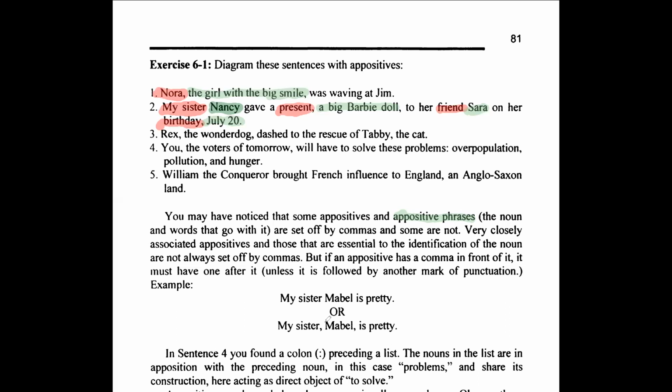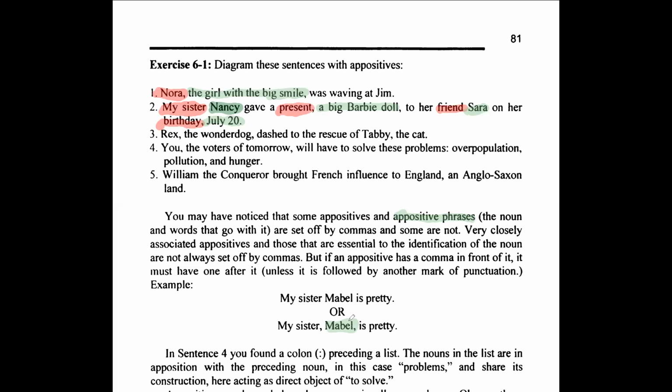So for instance, my sister, Mabel, right? That's the appositive here, right? So you need commas. Now, remember the restrictive, non-restrictive, essential, and non-essential clauses. Even these words here, which are appositives, they're essential or non-essential, restrictive or non-restrictive, depending on the context. Let's say this person only has one sister. My sister, Mabel. You would put commas, okay? Because this person only has one sister.